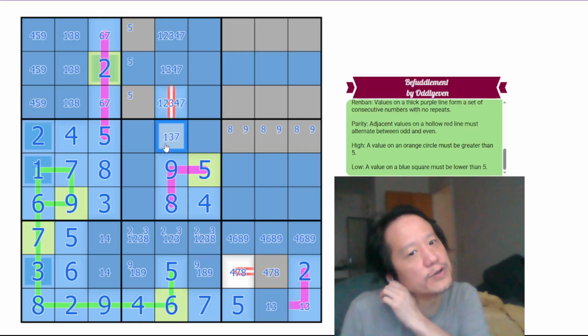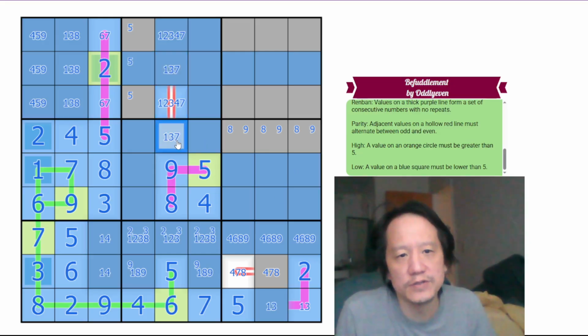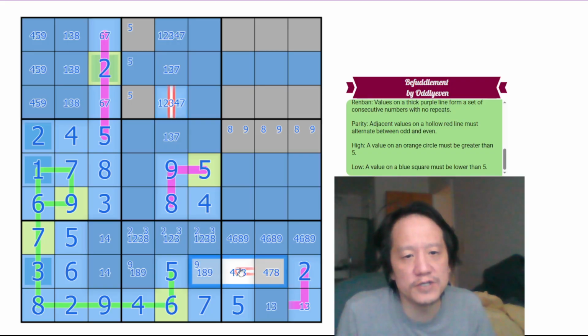This is 1, 3, or 7, which must be next to an even, which must be next to an odd. So this is interesting. So we know this has to have a 7 in value here. So this can never be 7 in value here. So none of these could be 7.